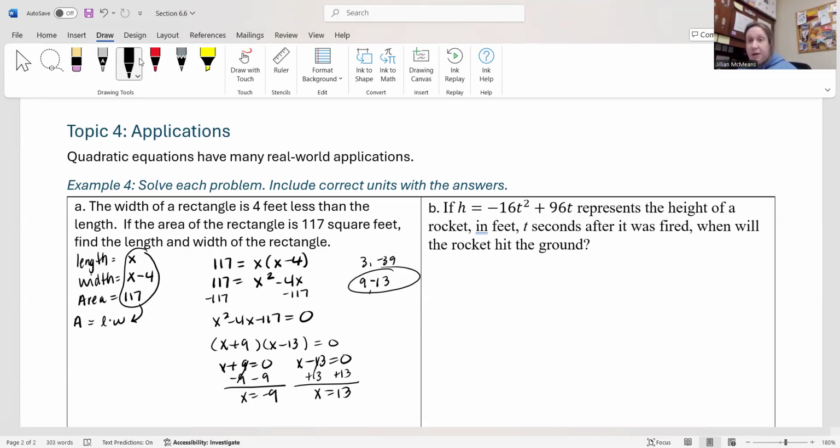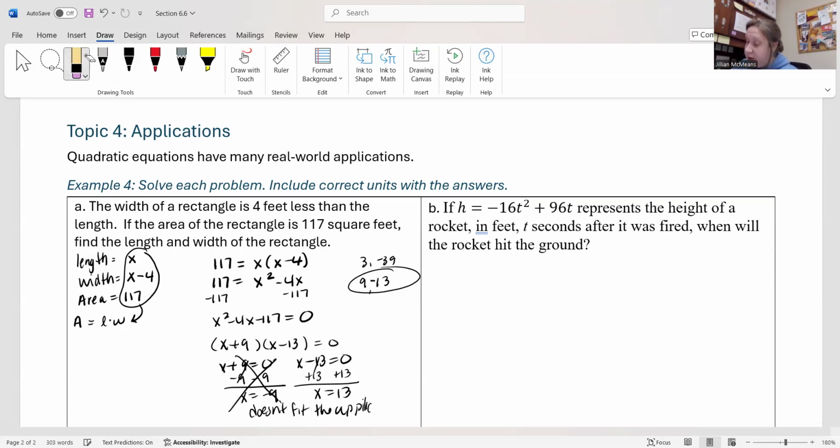Oftentimes when you're dealing with an application where you're going to have more than one solution, so something, for example, quadratic, where we're going to get two solutions, one of the solutions may not fit the application. It's still a valid solution to that generic equation, but it doesn't work for the application. And in this case, we know that x is the length of this rectangle. Well, length has to be positive. So we can go ahead and just toss x equals -9. This doesn't fit the application.